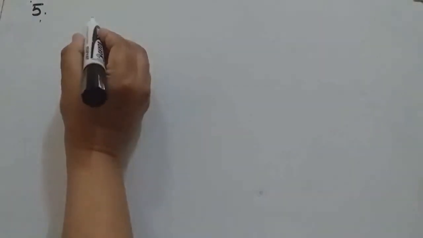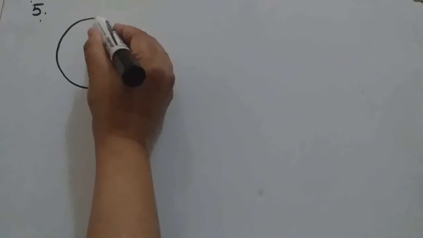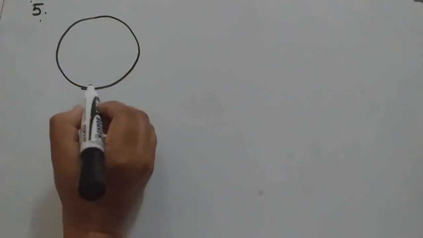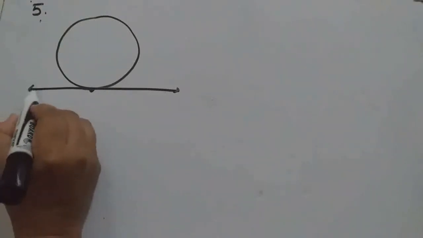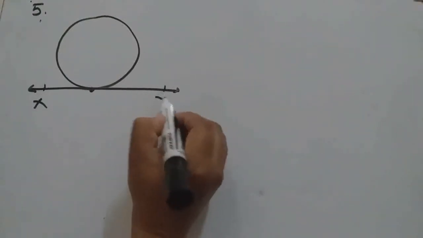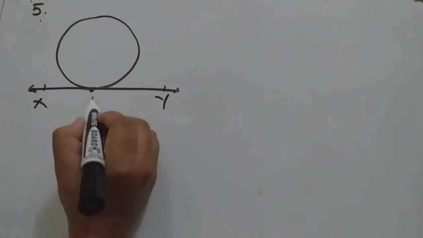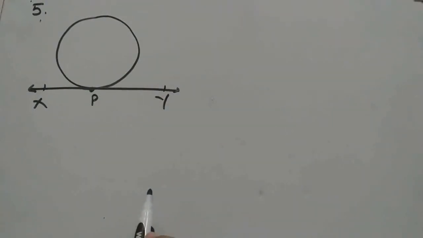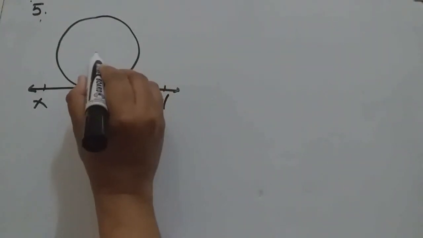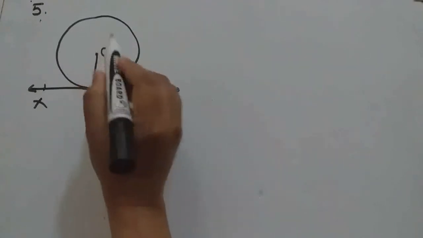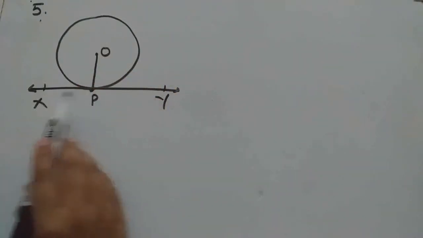Question 5 is: prove that the perpendicular at the point of contact passes through the center. Okay, so we will draw one circle. This is the point of contact of the tangent and the circle. Suppose XY is a tangent, and the point of contact is P. So the perpendicular at this point to the circle passes through the center. OP is perpendicular to XY.